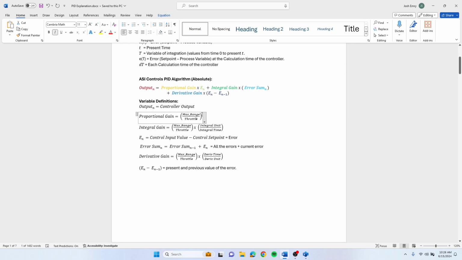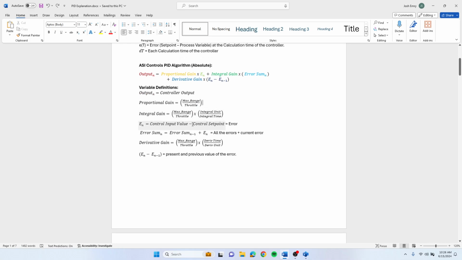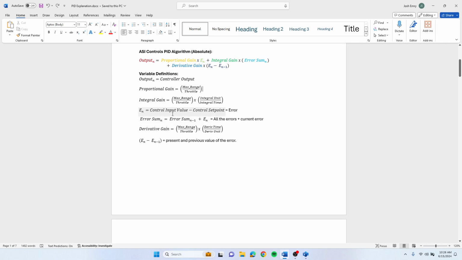So once you calculate your proportional gain, you're going to end up using that in other parts of the formula, because the integral gain is proportional times your integral unit divided by integral time. So that's your integral gain. Your error, again, is just your control input minus the control set point.